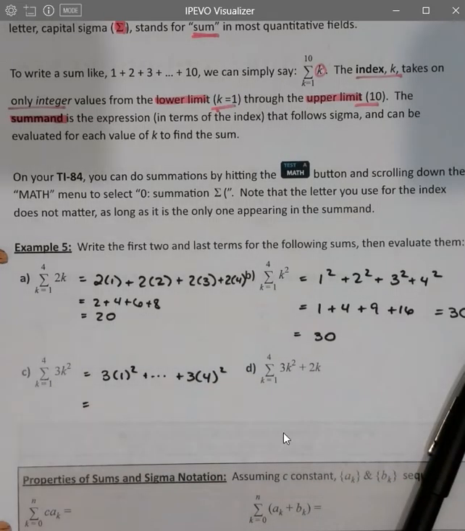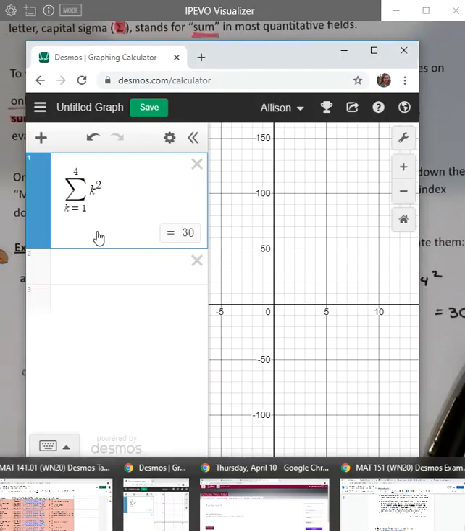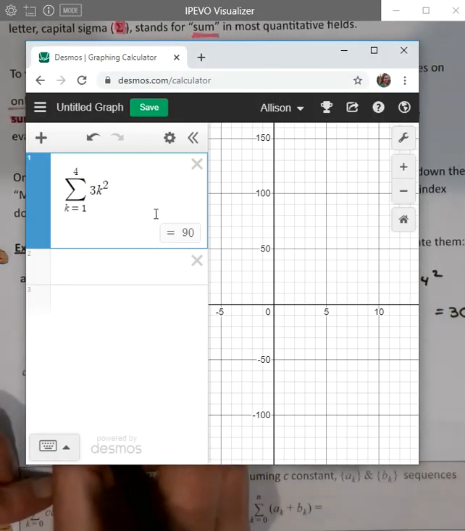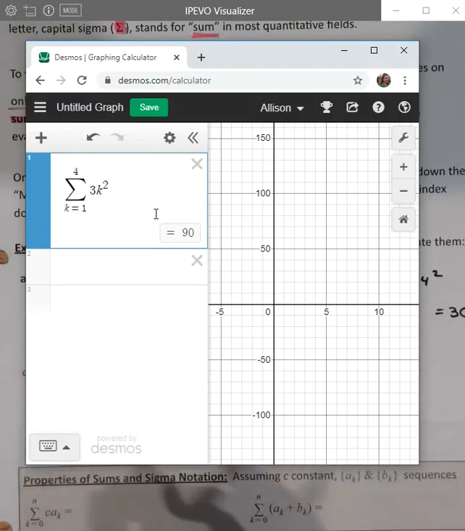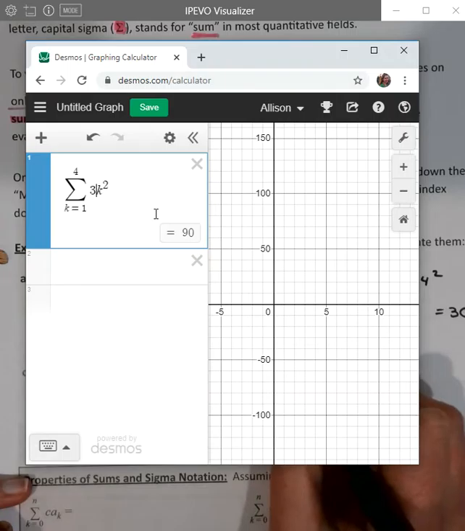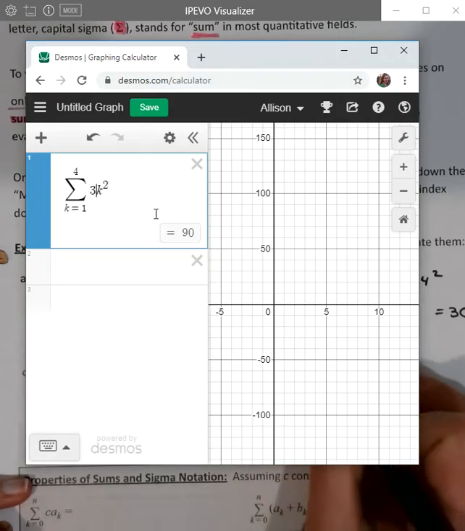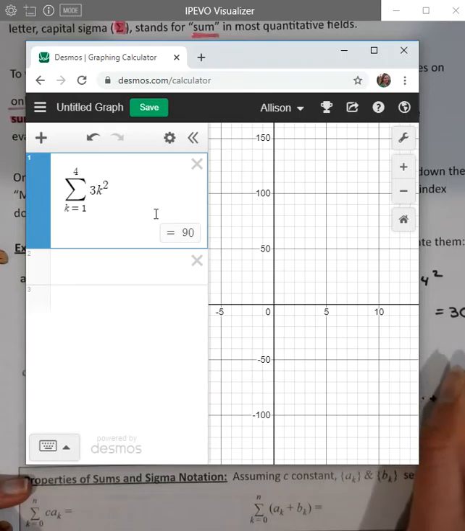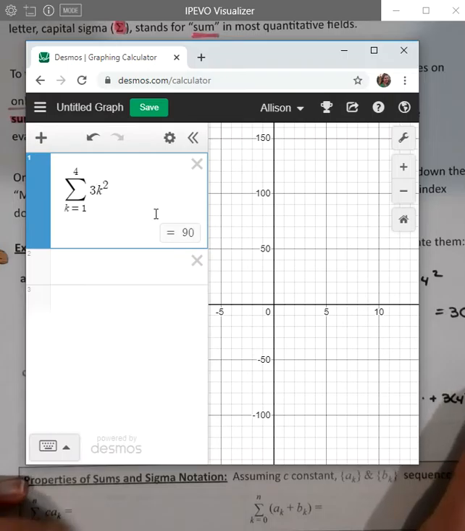Okay, so that sum is 90, which I am not surprised by. We're going to get a property about that in a second, but first we'll do the last one. So this one would be 3 times 1 squared plus 2 times 1, plus etc. plus 3 times 4 squared plus 2 times 4.